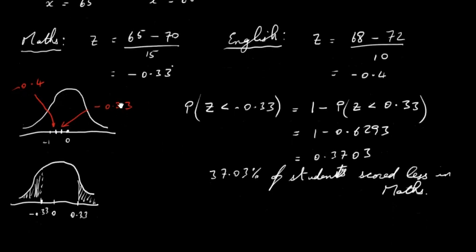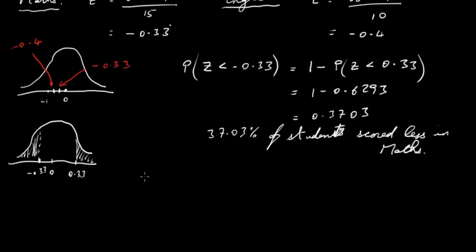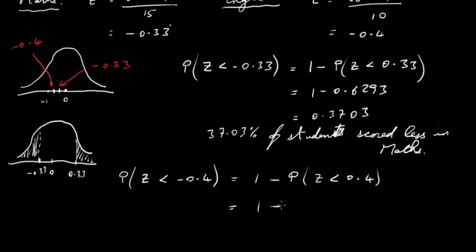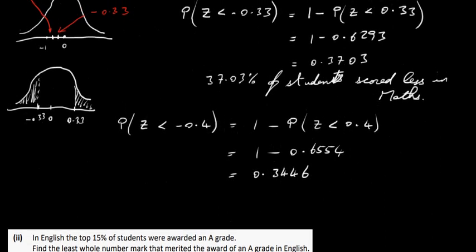If we do the same for English, we can work out the probability that Z is less than minus 0.4. Same kind of idea here, I won't go through it all again, but it's just going to be 1 minus the probability that Z is less than plus 0.4. Again, we can look this up in our tables and you get 0.6554. If we do the subtraction here, we get 0.3446.